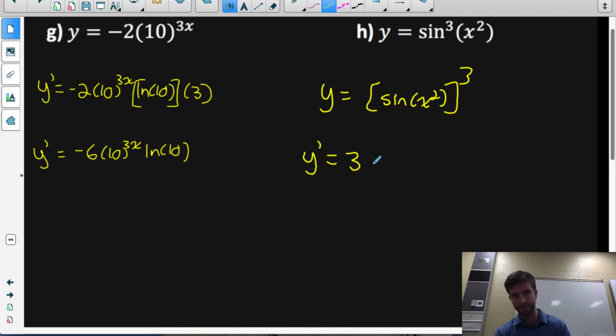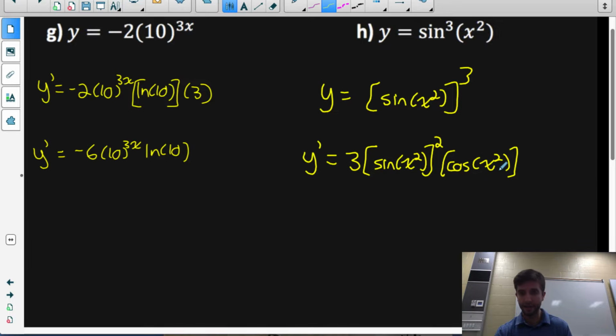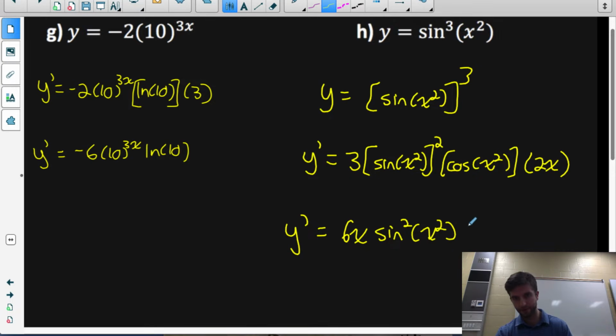I'll bring the exponent of 3 down as the coefficient, leave the base exactly as it is, reduce the exponent by 1, and then chain rule says now multiply that by the derivative of the inside function, so by the derivative of the base of the power. The derivative of sine of x squared would be cos of x squared times 2x, right? I have to do chain rule again, I have to multiply it by the derivative of the argument, which is 2x. So that gives me 3 times 2x is 6x, and I've got sine x squared squared, I could write it as sine squared of x squared, and then I have to multiply that by cos of x squared. So there's the equation of the derivative for h.